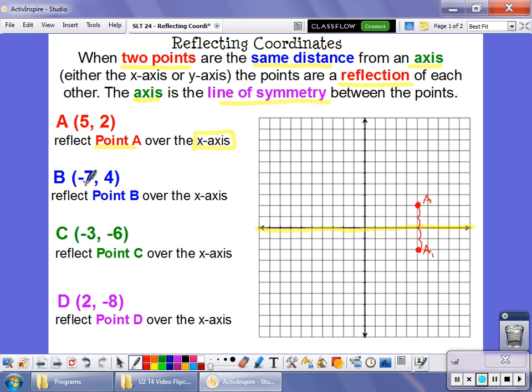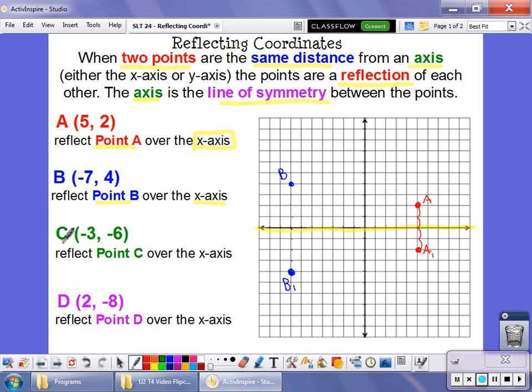Okay, point B is at -7, 4. -7 means 7 to the left, 1, 2, 3, 4, 5, 6, 7. +4, 1, 2, 3, 4. This is point B. Again, if I want to reflect this over the x-axis, this is my x-axis right here. I want to be the same distance away, but on the opposite side. So to get to point B, I was 1, 2, 3, 4 spaces above the axis. My reflection will be 1, 2, 3, 4 spaces below the axis, down here. And we'll call that B sub 1, so we can see our reflection.